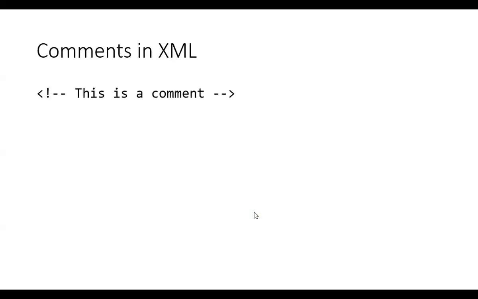Comments are the same as comments in HTML, the same format is used.